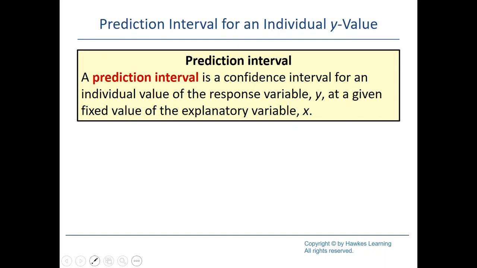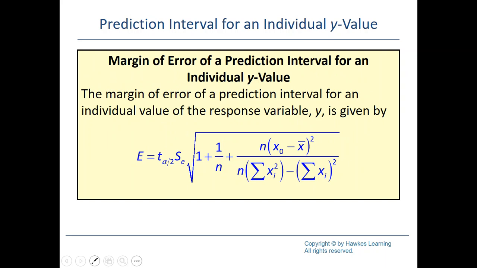Okay, so let's talk about the prediction interval. Now, a prediction interval is a confidence interval for any individual value of our response variable y, given that the value for our x is fixed. Again, a prediction interval means I've got a lower bound and an upper bound based upon that prediction. Now, to get that, this is a very crazy looking formula, and I'm just going to point it out there.